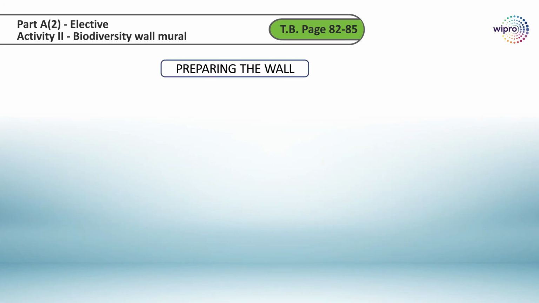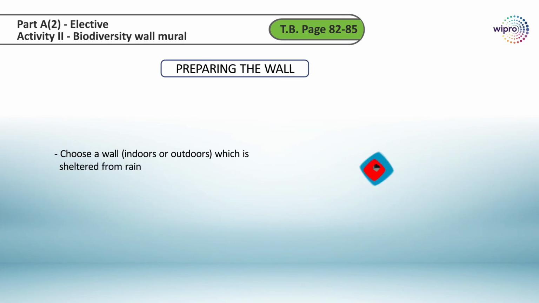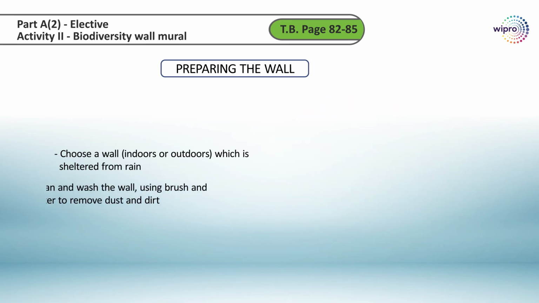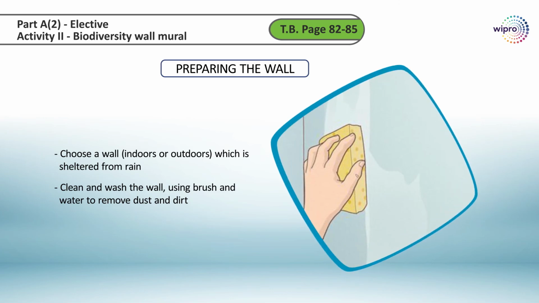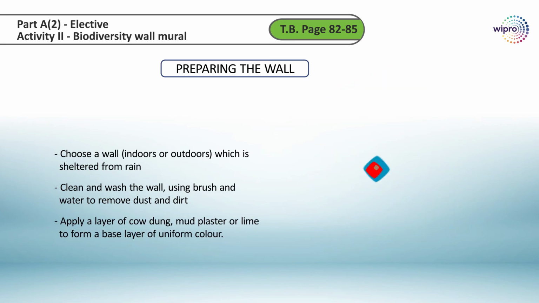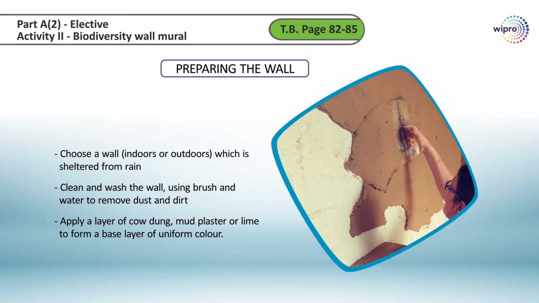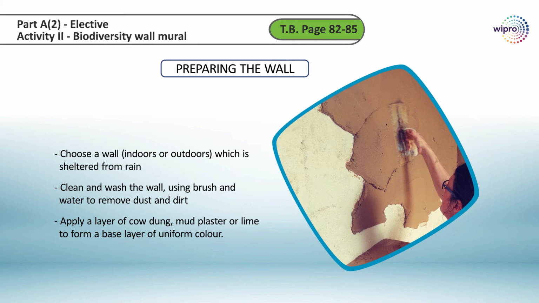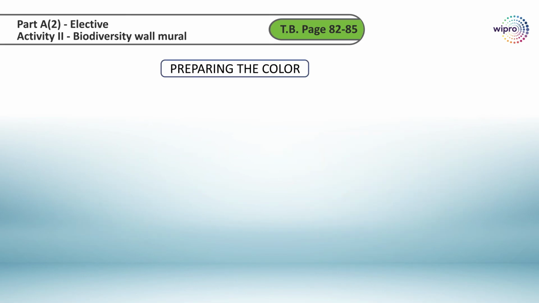Second, preparing the wall. Choose an indoor or outdoor wall which is sheltered from rain. Clean and wash the wall using brush and water to remove dust and dirt. Apply a layer of cow dung, mud plaster or lime to form a base layer of uniform color. Apply this to the cleaned wall using a roller, big brush or a piece of cloth and wait for it to dry.